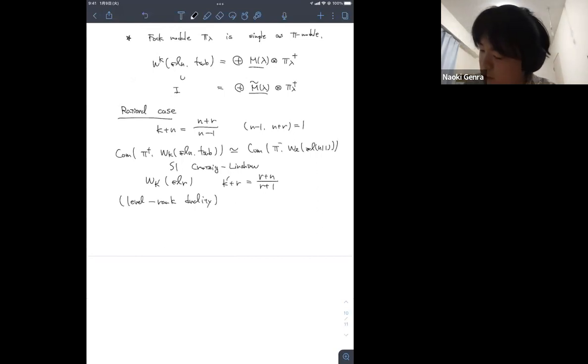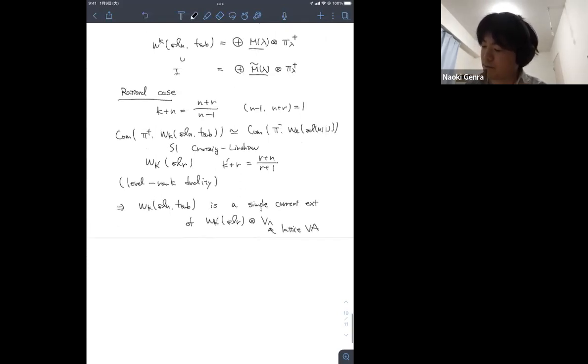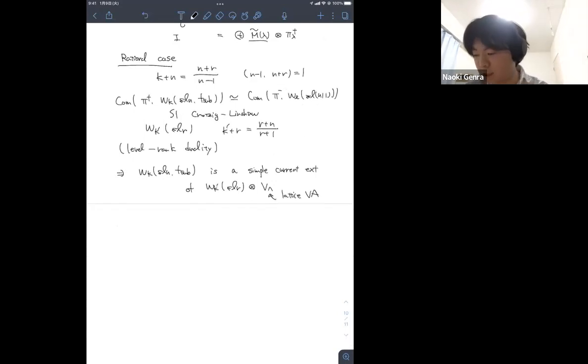So this isomorphism implies that W_k(sl_n, f_sub) is a simple current extension of W_k prime(sl_r) tensor some lattice vertex algebra. This is some lattice vertex algebra. But both the principal W algebra and the lattice vertex algebra are rational.